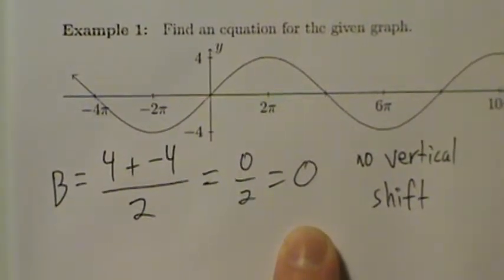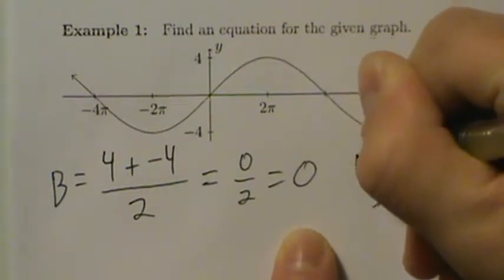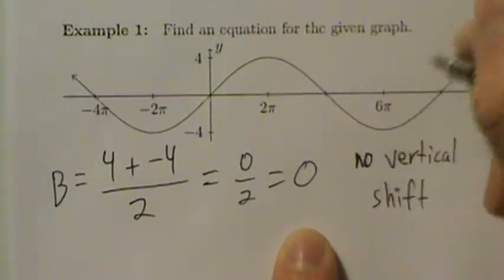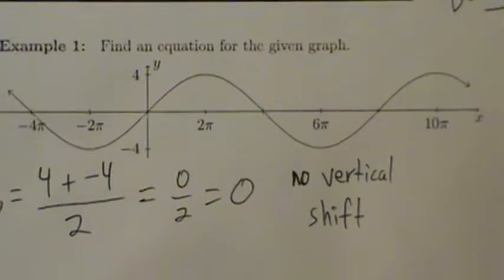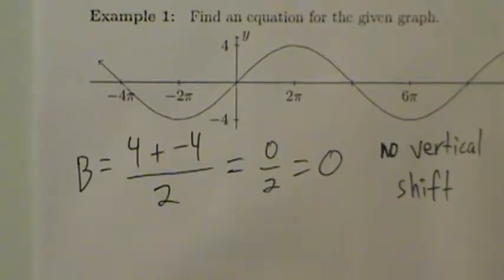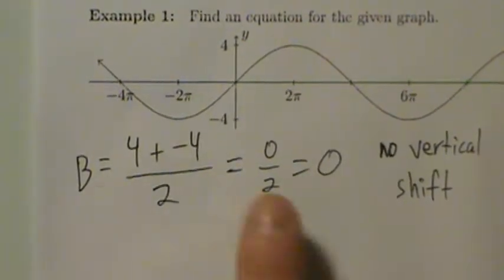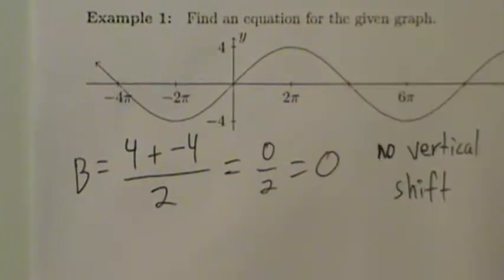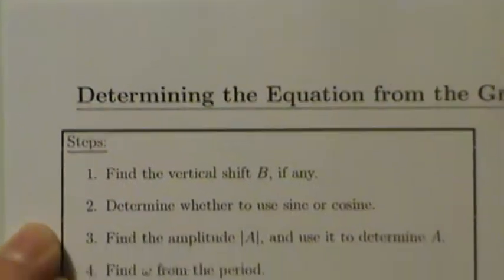Okay. But again, if you're used to this sort of thing, if you're a little more comfortable with trig functions, you can look at this and see, oh, it doesn't look like there's a vertical shift. But if you have to show some kind of work, this would be one of the ways to do so. Okay? So that's how to find b. That's step 1: find the vertical shift b, if any.